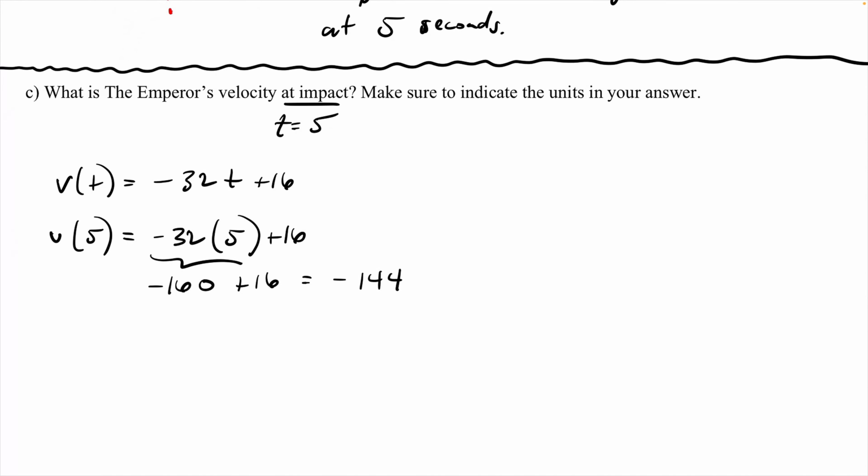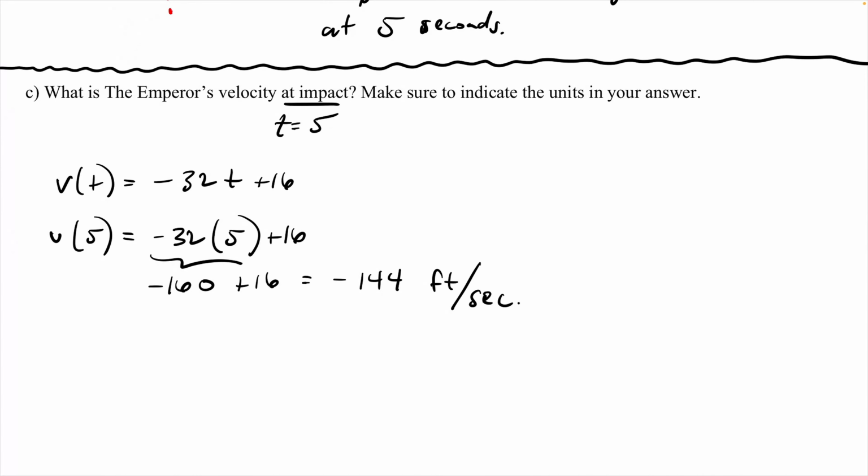So velocity, so what is velocity? Is velocity a distance? Is it a rate? What is velocity? It's a rate, right? A rate is a distance over time, okay? So how are we measuring the distance? In feet, right? So it's going to be feet. How are we measuring time? Seconds.